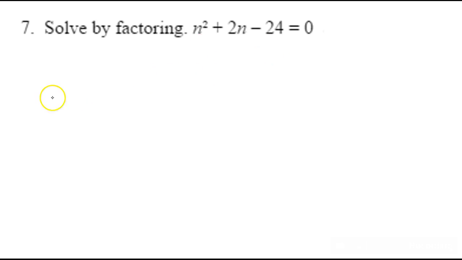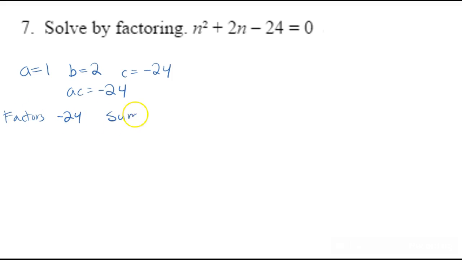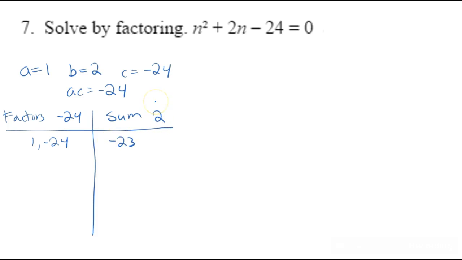For number 7, we're also factoring. So again, let's say a is equal to 1, b is equal to 2, c is equal to negative 24. So ac is equal to negative 24. So we're looking for factors of negative 24 that add up to 2. All right, so let's see, one of them could be 1 and negative 24. When they add up, that's negative 23. That's pretty far away from 2, so look at factors that are closer together. So let's see, another factor pair. Okay, let's do 4 and negative 6. 4 plus negative 6 is negative 2. So instead, let's try negative 4, positive 6. Negative 4 plus 6 is 2. So that's our factor pair that we're going to use.